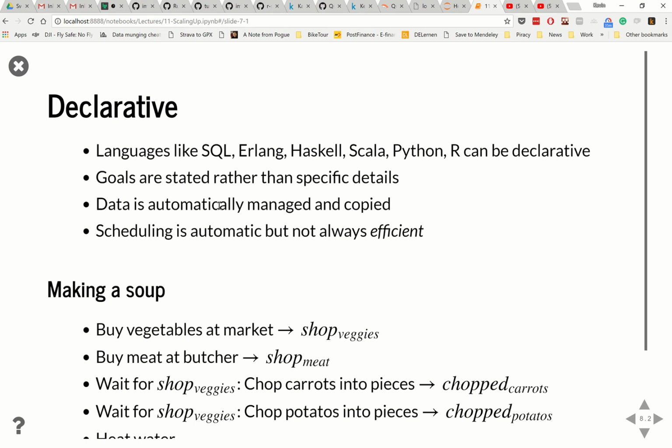If we look at declarative programming, this is the alternative. This is with SQL, Erlang, Haskell, Scala. Python and R can be declarative, though they aren't always. This is where your goals are stated rather than the specific details. So data is automatically managed and copied. Scheduling is automatic, but not always efficient.